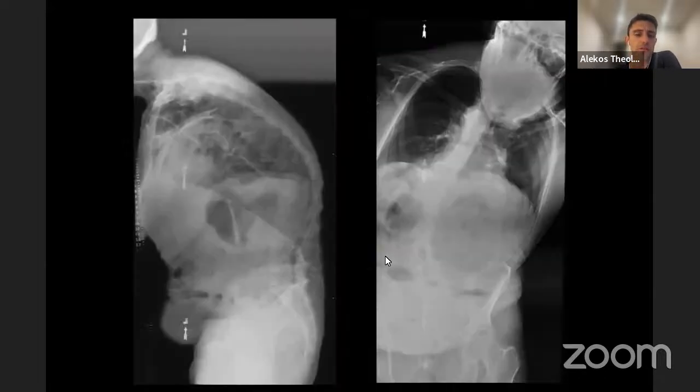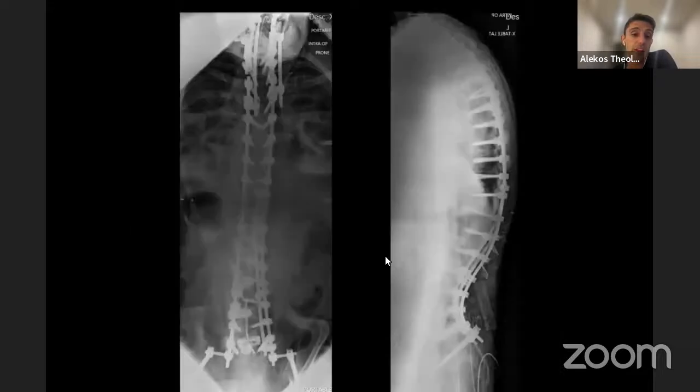This is another patient from several years ago, a very, very sick gentleman with Parkinson's disease and cardiac conditions. And you can see this multiplanar deformity, almost a pretzel. And we ended up doing this all in one stage, so C2 to the pelvis, and then L3 to S1 ALIF and C2 to the pelvis.